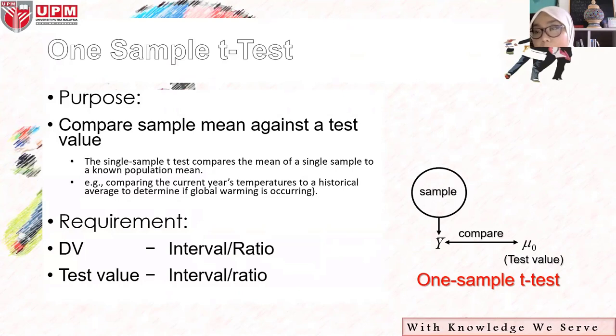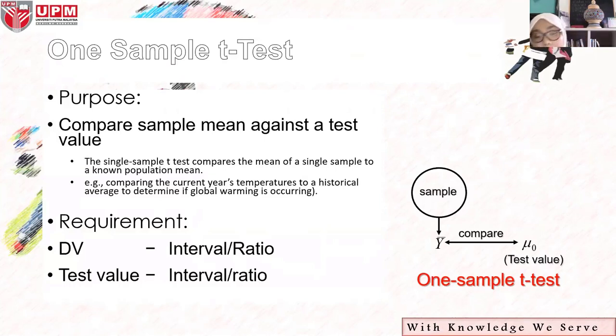Then you get the value, and then this value you compare with the historical data or archive data from your organizational record. Okay, so maksudnya kita compare data yang kita ada, yang kita dapat dengan yang dah ada. Okay, itu maksudnya one sample t-test.